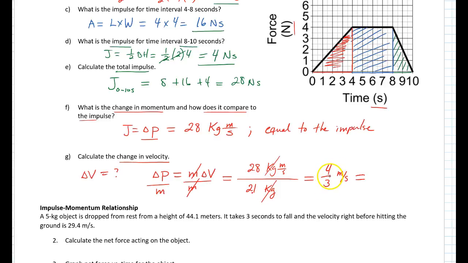I think I missed a decimal too. Just go ahead and divide it out. What is it? Okay, 13.3 meters per second. Any questions about that section?